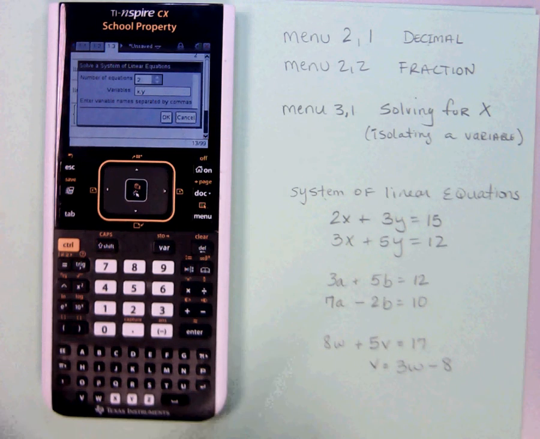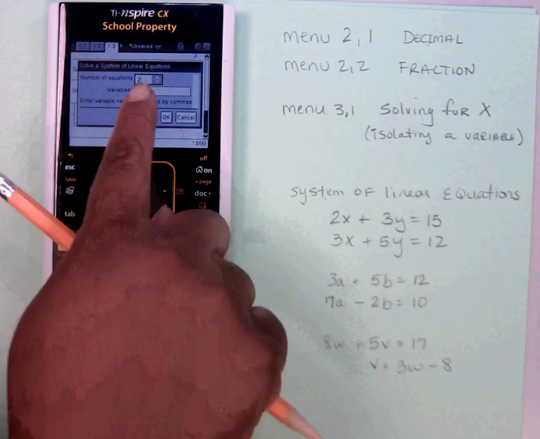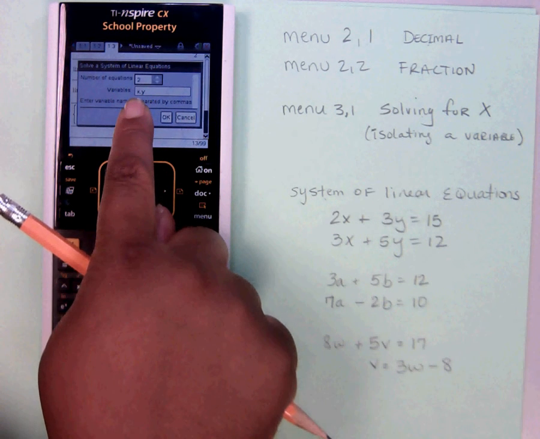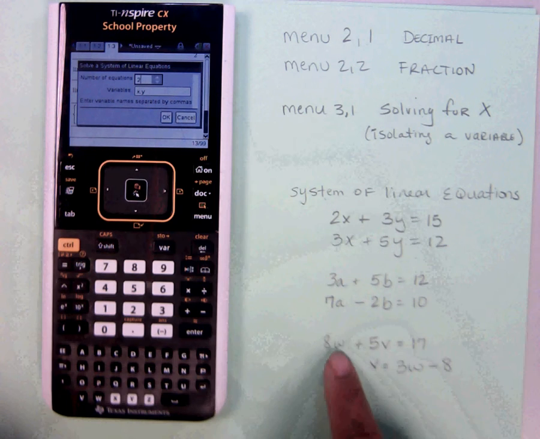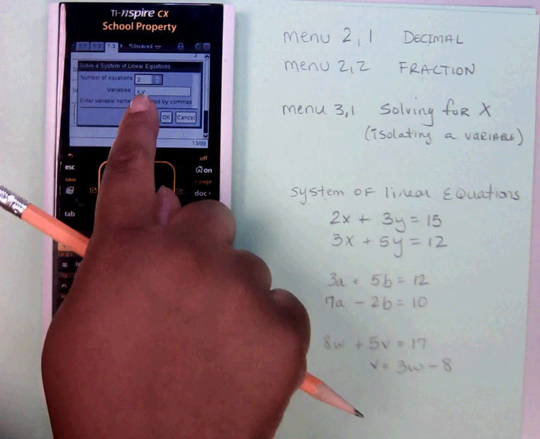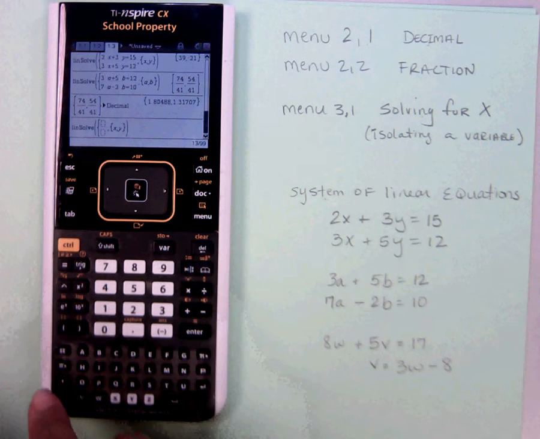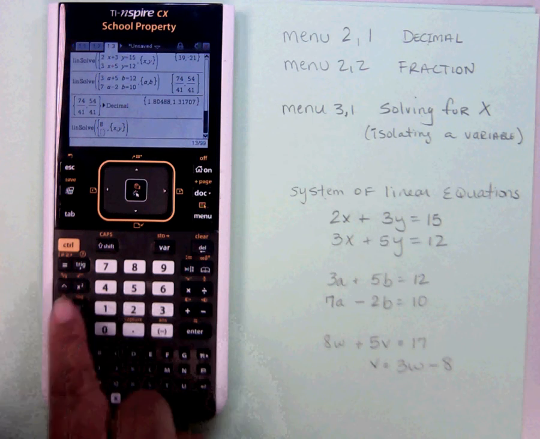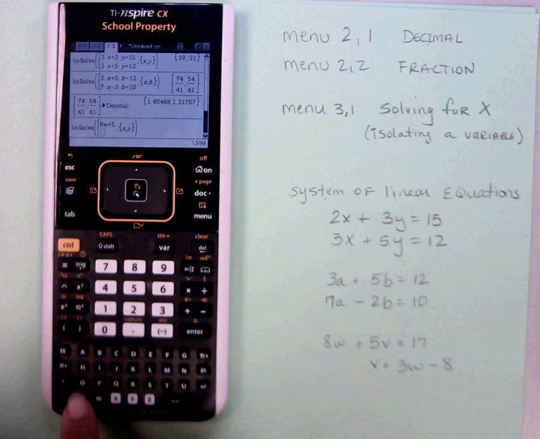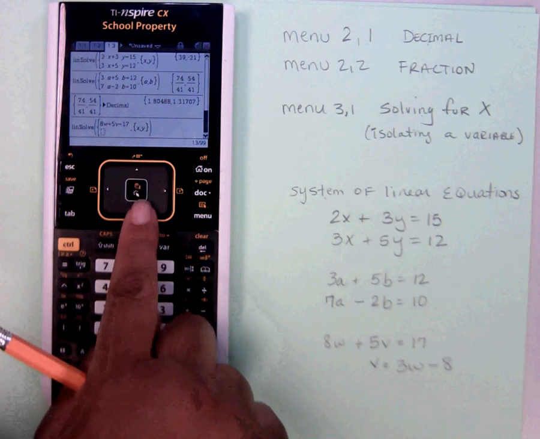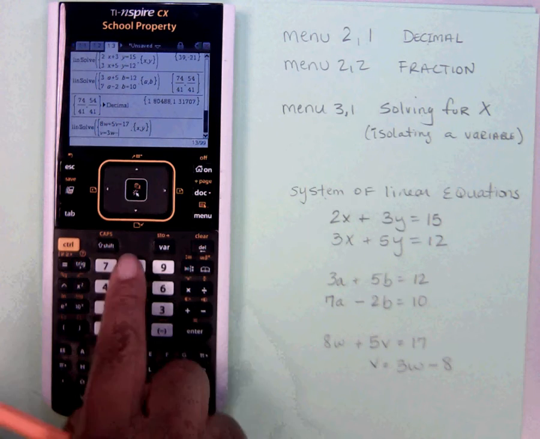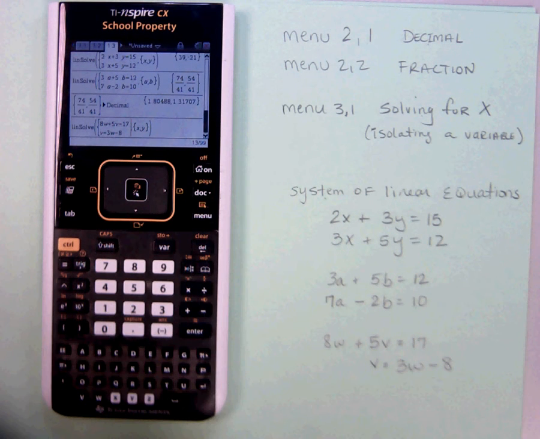Okay, now when you put this in the calculator, we have two equations, and let's just say you forget that you're not using x and y. We're using w and v, but you forget and you press enter anyway, so let's do that. And you enter it in with the w and the v. 8w plus 5v equals 17. And then v equals 3w minus 8. And you say, oh man, I forgot to change my letters.